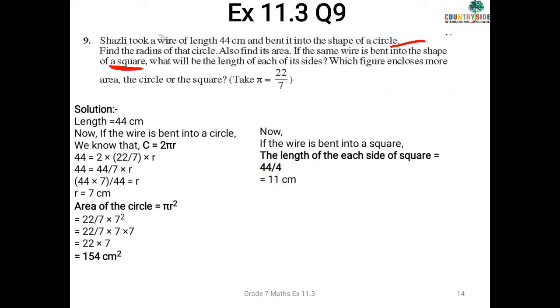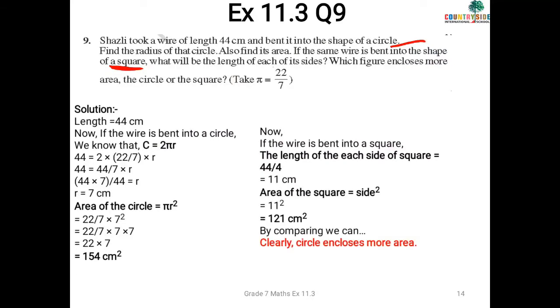So we will find the area of the square. How will you find the area of the square? If you remember the formula, yes, that is side square. See, area of square, that is side square. So side, that is 11, so 11 into 11, that is 121 centimeter square.